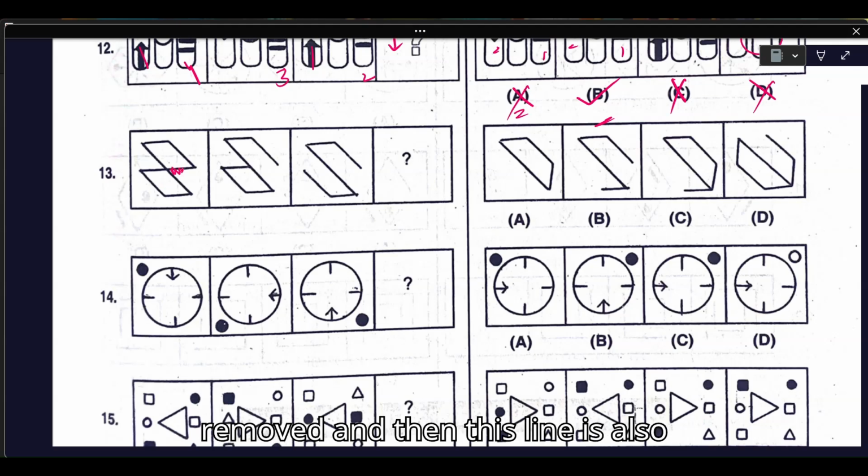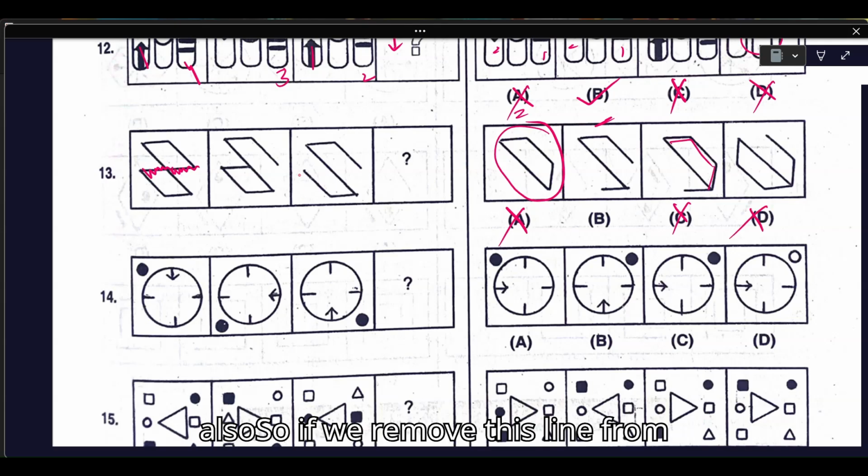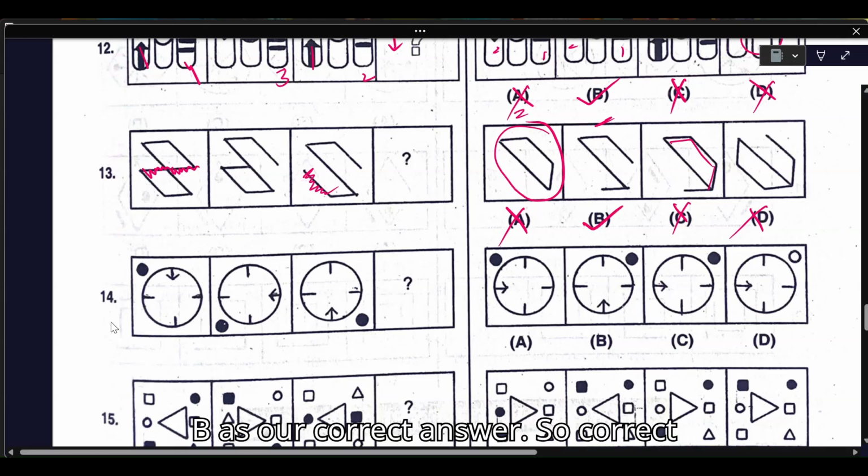So first of all this line is removed, and then this line is also removed. Finally we have some S kind of thing. So in the next figure also we should eliminate one more line somewhere. Will this figure form if we remove any stick? No, this is not there. This is the extra stick which it kept. So this is not fine, and this is also not there. So this is also not good, and this is also not. So if we remove this line from here, obviously it will form B as our correct answer. So correct answer is B.